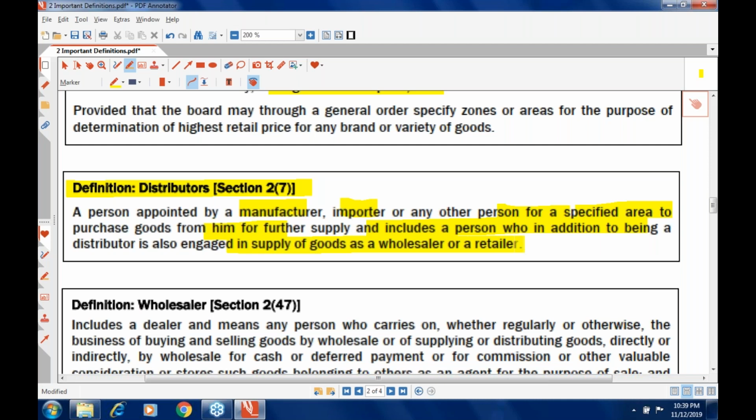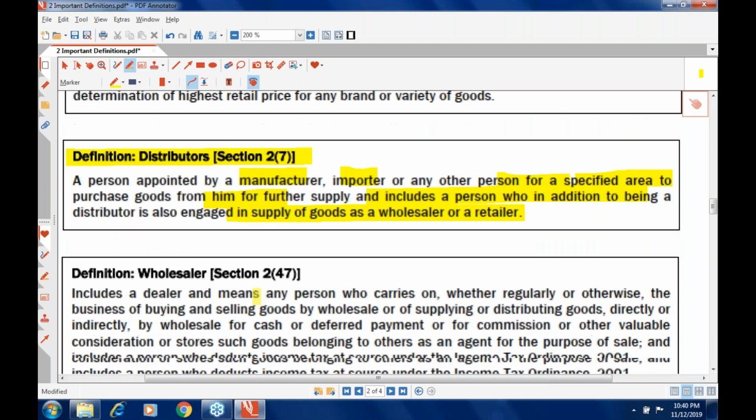Now, why are we studying these definitions and why are they important? You need to understand this, because we will be discussing who is required to be registered for sales tax. When we discuss that, you need to know the definitions of these various items, because the law would say that every distributor is required to be registered, every wholesaler is required to be registered. Now, who is a wholesaler in respect of the Sales Tax Act?